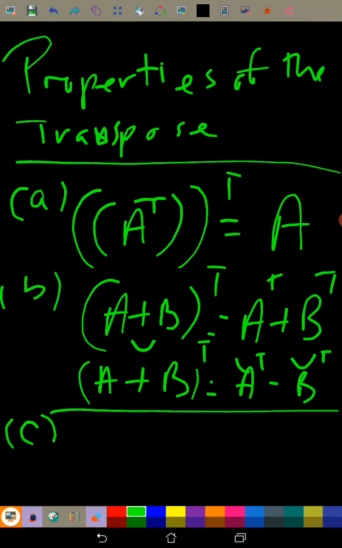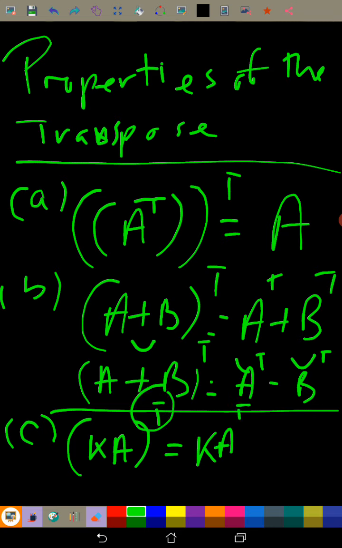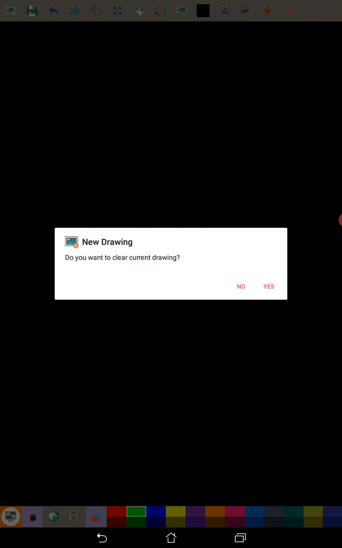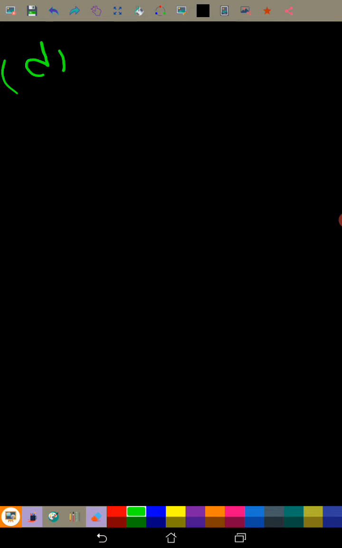And there is also this property, remember the coefficient matrix. If you have a coefficient matrix and you take the transpose, you can do it before multiplying or after multiplying, where k is a scalar. K is a scalar, so it's not a matrix. Okay, and what else? We have D, and D is (AB)^T. So now what do we have here? We have a multiplication.